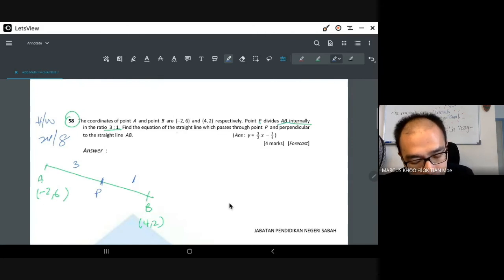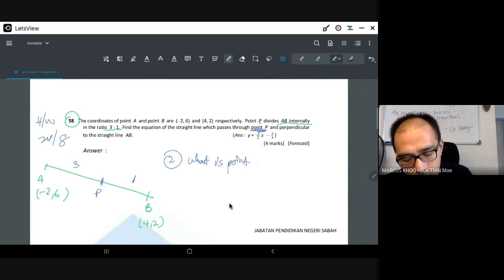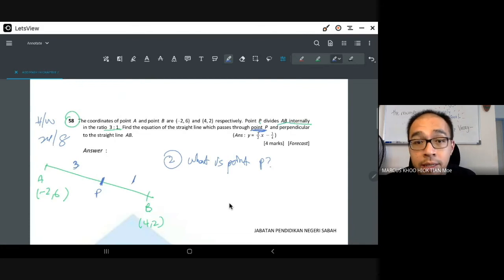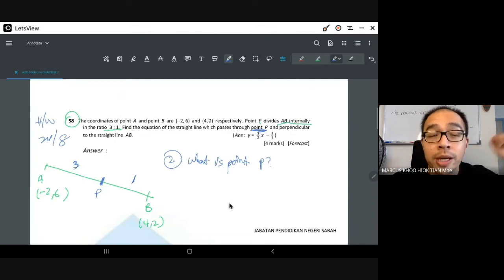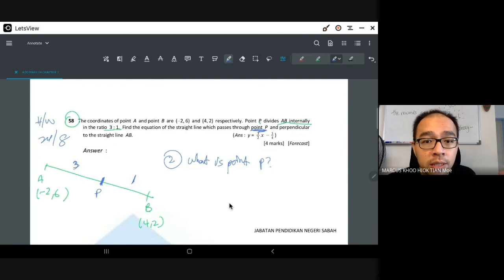The question is, find the equation of the straight line which passes through point P. So I need to know what point P is. Now if you take a look at this, this is 3, this is 1. How do I calculate this? This is last week's lesson. Remember the formula we used last week? The jump here, jump there one? Oh, that's the one. Then you find point P.